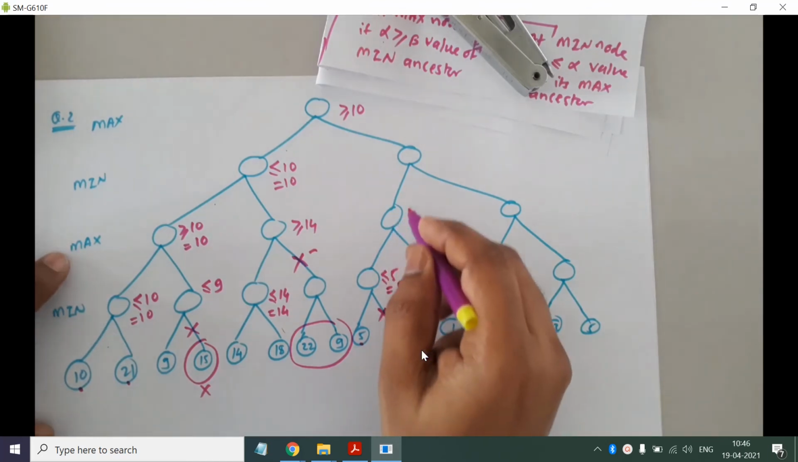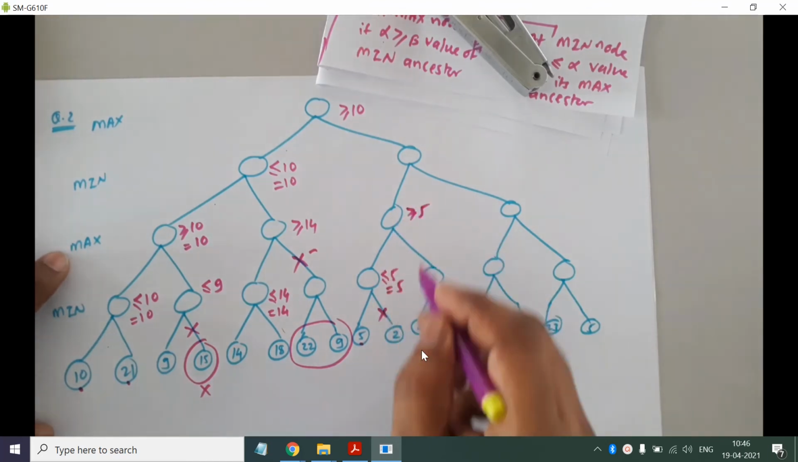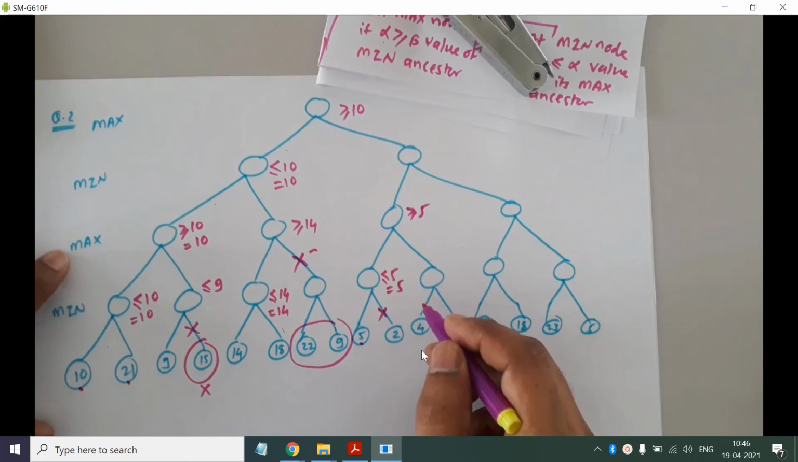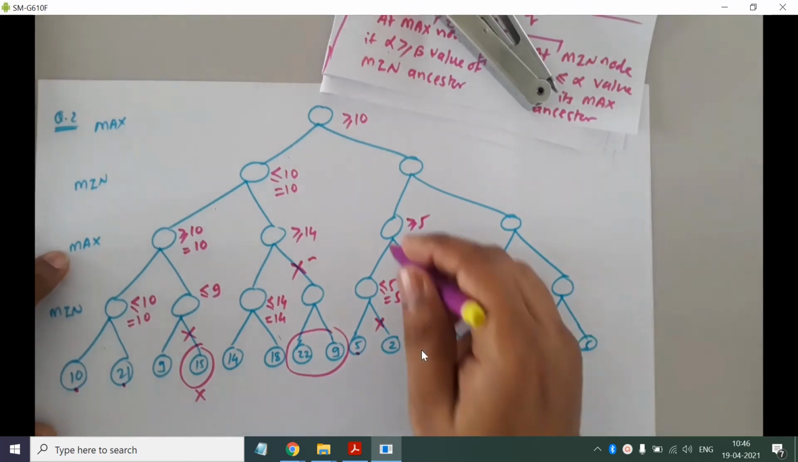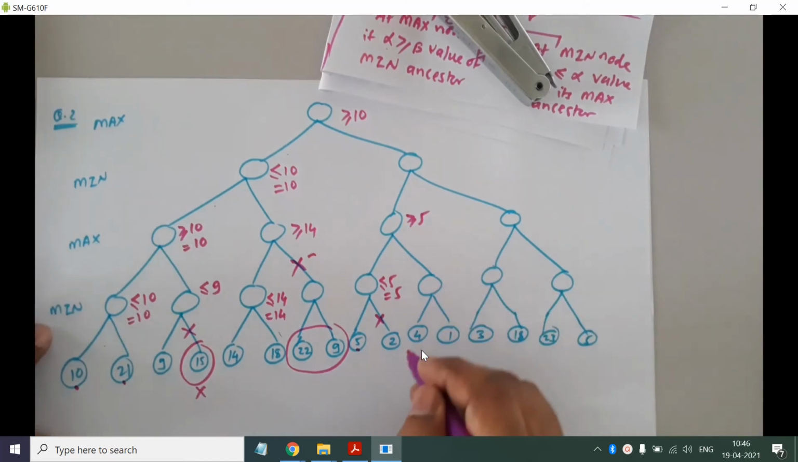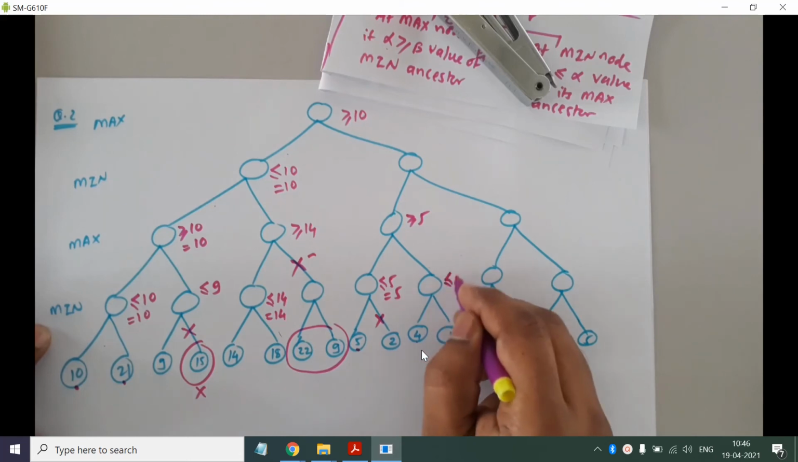At max level we'll update the alpha value. So we are expecting a value greater than 5 from this branch. Okay, so we'll come here, then we have 4 here. So 4, that means less than 4.